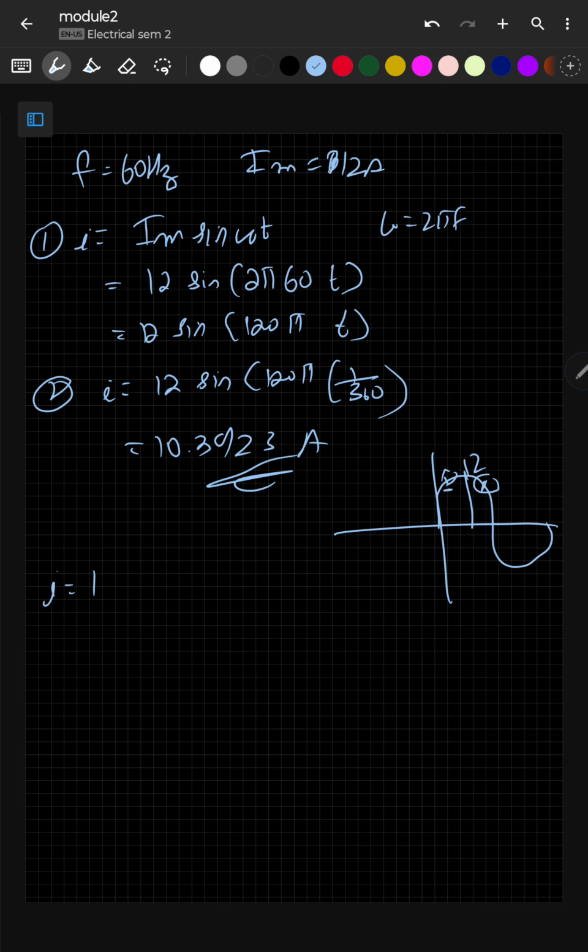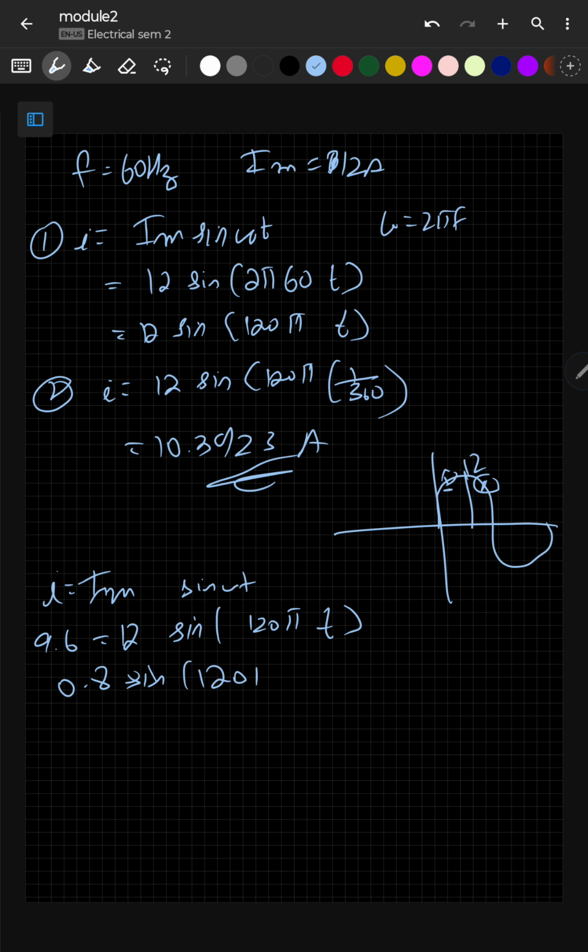So I equals Im sine omega t. Now the instantaneous value equation they have given. This is the 9.6, the one which they have given. We know this is 12, sine, and this one we know, 120 pi. We have to find the time taken to reach this. So first I'm going to do 9.6 by 12, which is 0.8, equals sine 120 pi t. Now I'm going to take sine inverse.